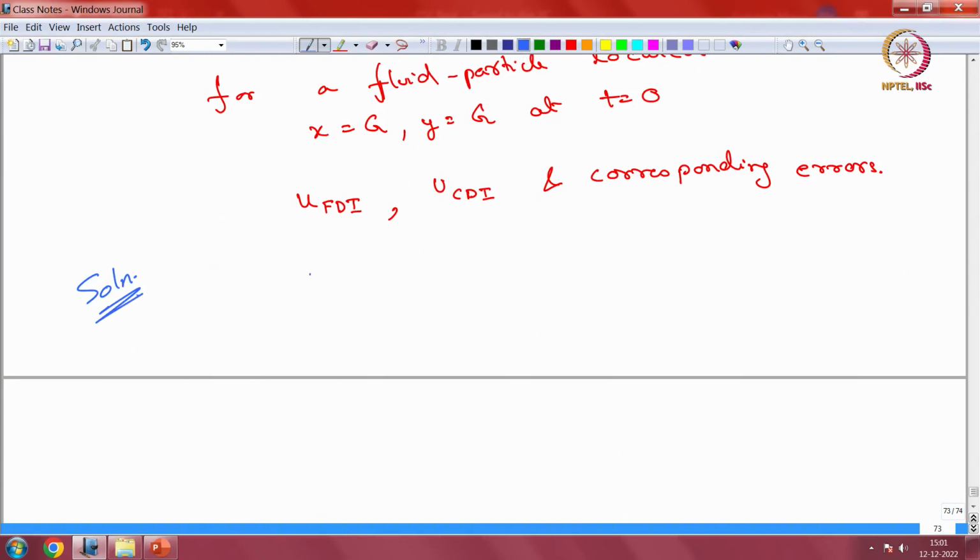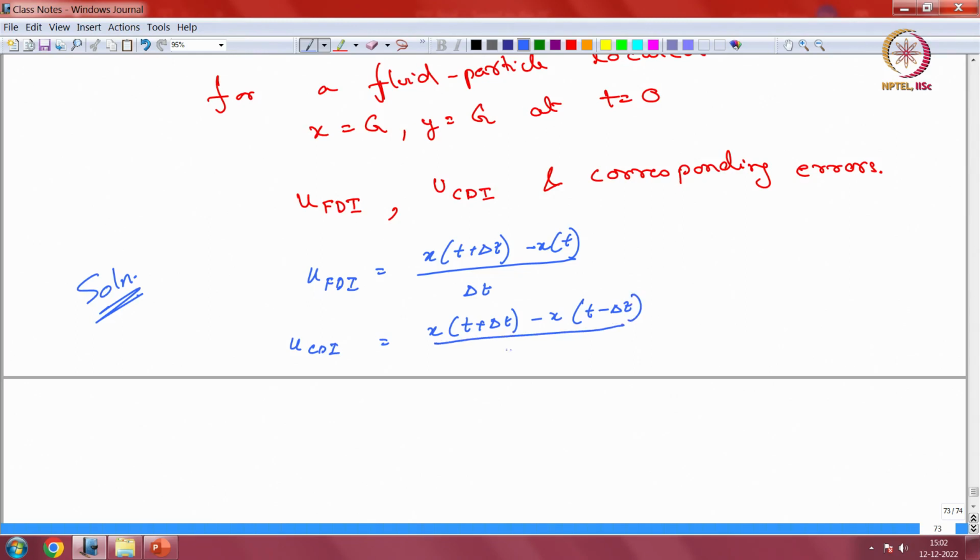So the velocity for the forward difference method, we had already written down the formula for it, which was x(t plus delta t) minus x(t) divided by delta t, right? And we also wrote down the formula that we are going to use for the other case, which is x(t plus delta t) minus x(t minus delta t) divided by 2 delta t, right?